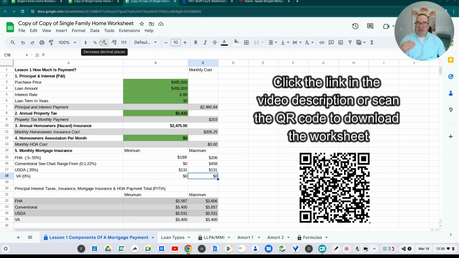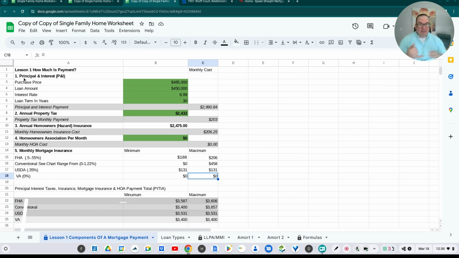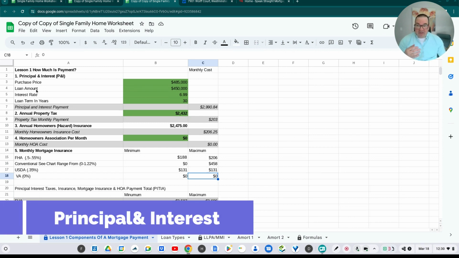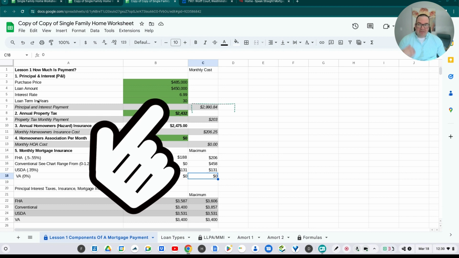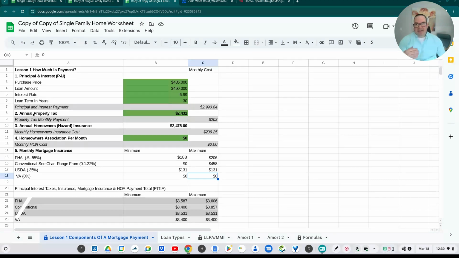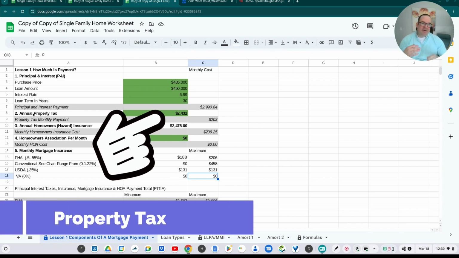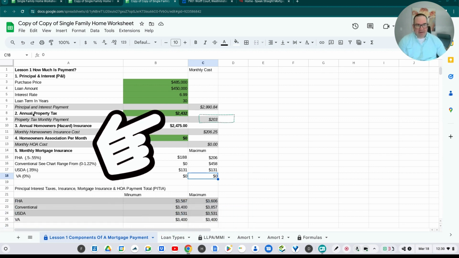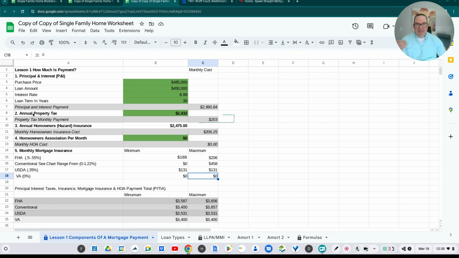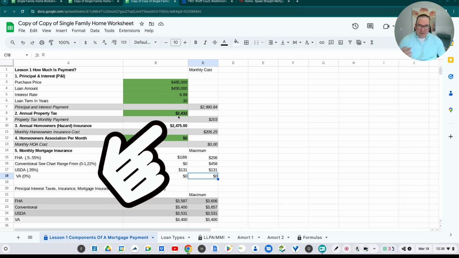So first, let's go over the components. There's principal and interest, which factors in loan amount, interest rate, and how long the loan is. Next is property tax. Property tax is not the same on two properties at the same price in most cases, especially in Denver. For example, if this house is new construction, it could be triple the cost of a house that's existing. So accurately factoring in property tax is important if you're looking for the best deal. I'm going to show you how to do that.